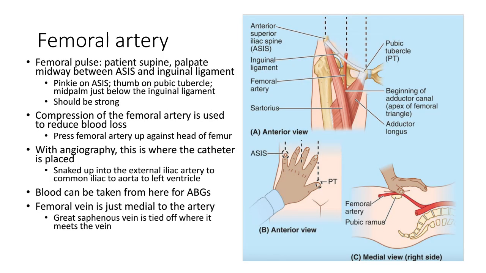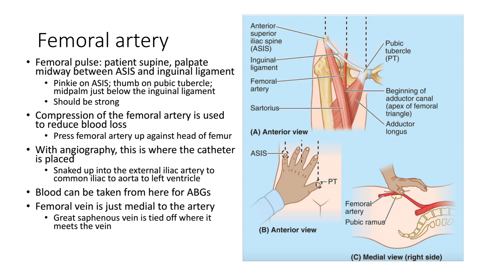So palpating the femoral artery. The femoral pulse can be felt when the patient is supine, so face up, and you palpate midway between the ASIS and the inguinal ligament. So if you put your pinky on the ASIS and your thumb on the pubic tubercle, you could feel the femoral artery just below the inguinal ligament in the mid-palm area.